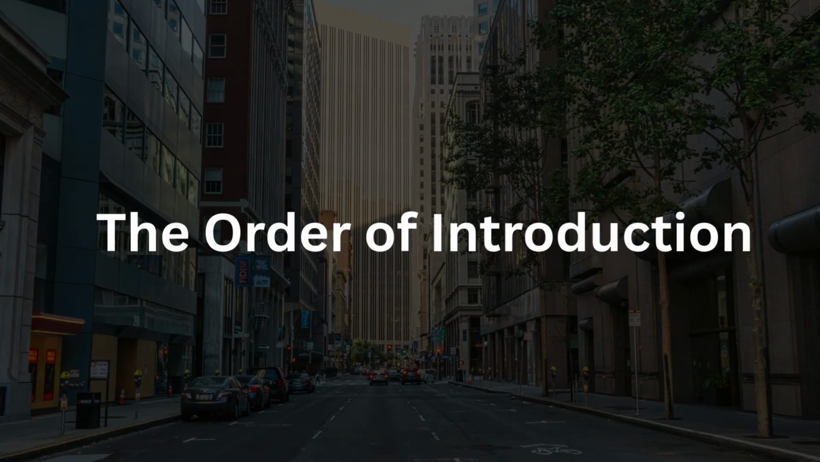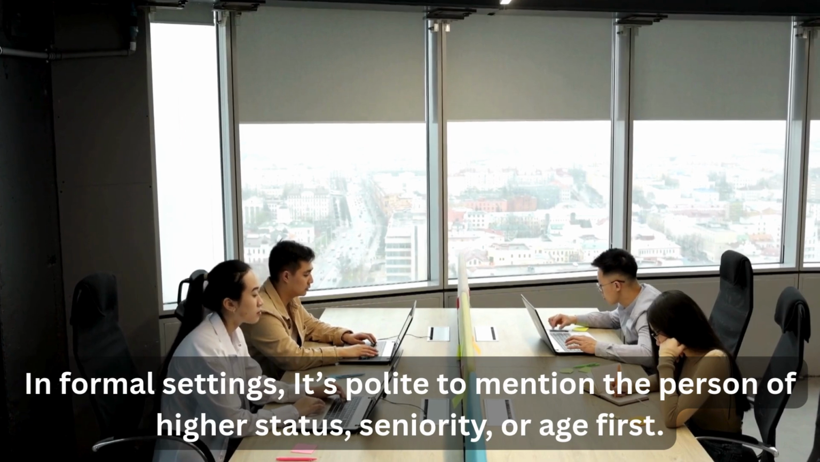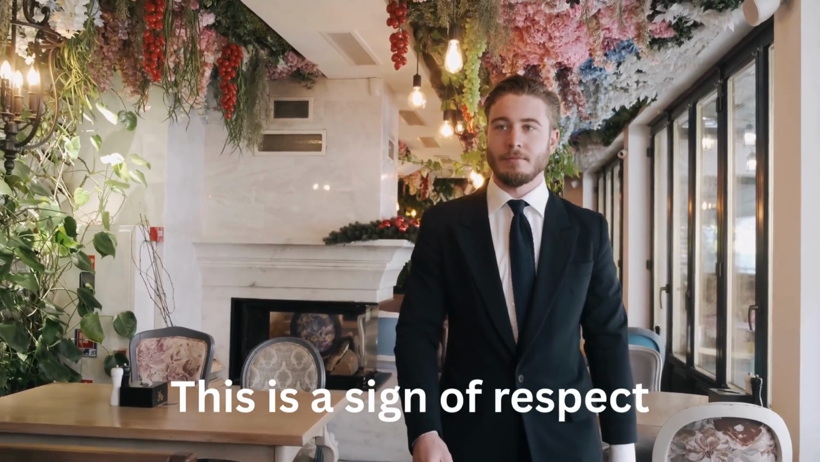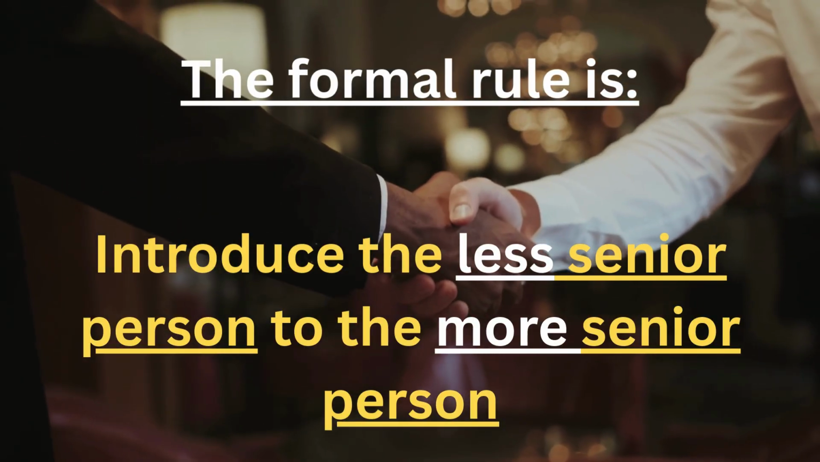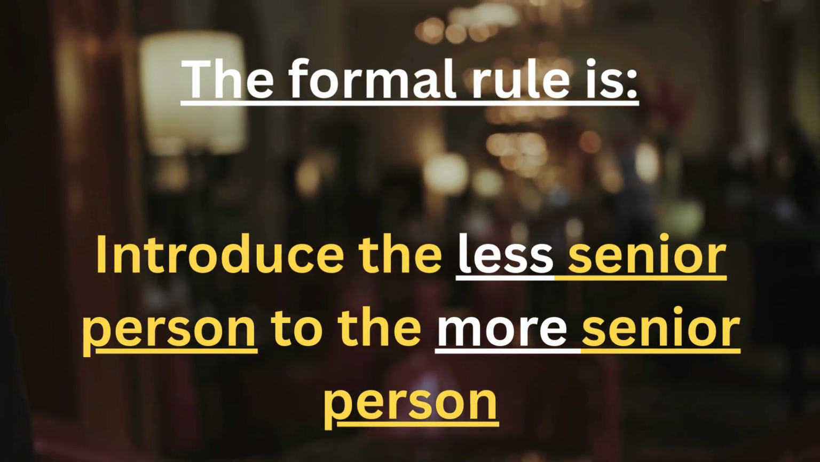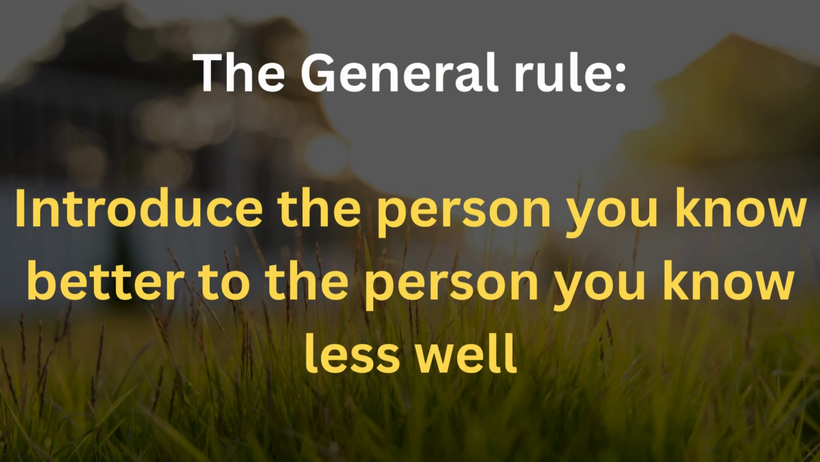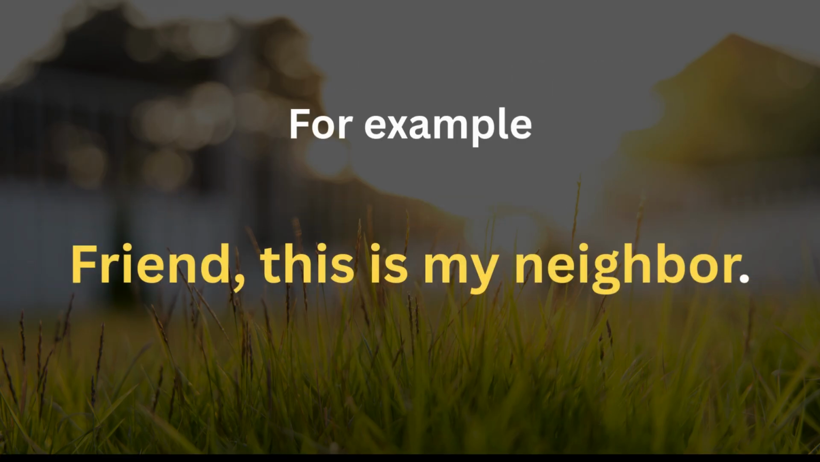The order of introduction. In formal settings, it's polite to mention the person of higher status, seniority, or age first. This is a sign of respect. The formal rule is introduce the less senior person to the more senior person. For example, Mr. Smith, the CEO. This is Jane Doe, the new intern. The general rule is it's often easiest to introduce the person you know better to the person you know less well. For example, friend, this is my neighbor.